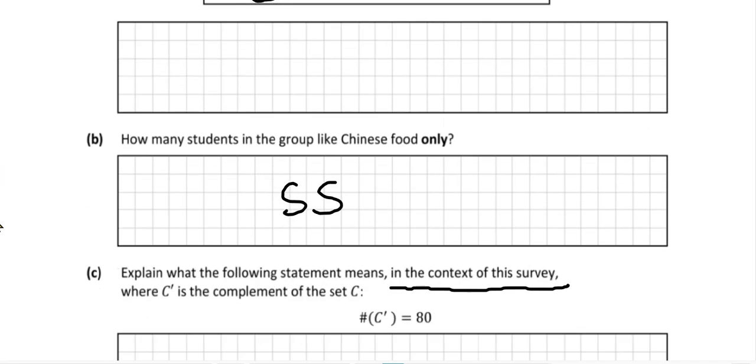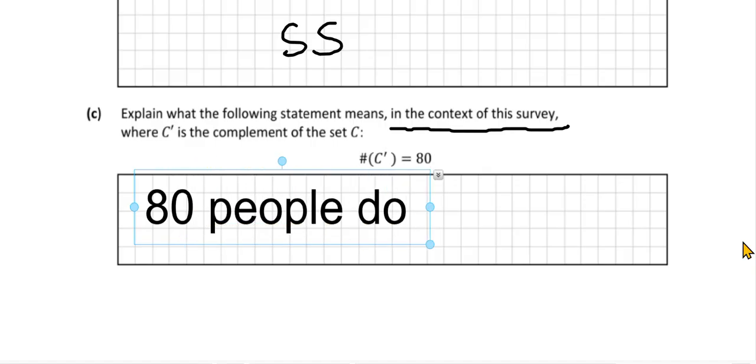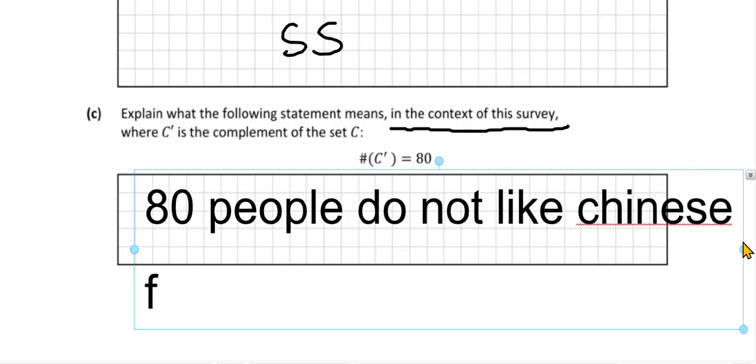So you can't just say the number of people outside of C is 80, because what does C stand for in the context of this survey? So do you get the difference? You're not explaining what it means. So that's why some of you lost up to 5 marks, I'm afraid. So it means 80 people, we all good?